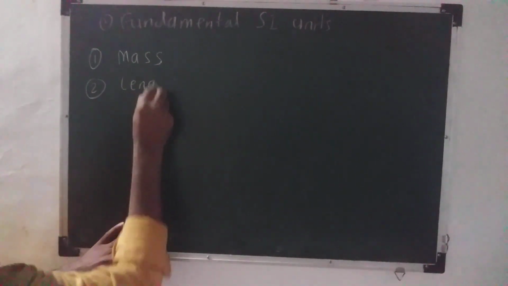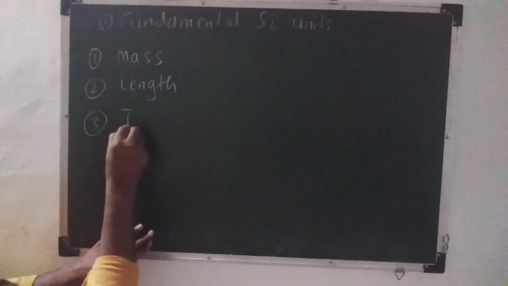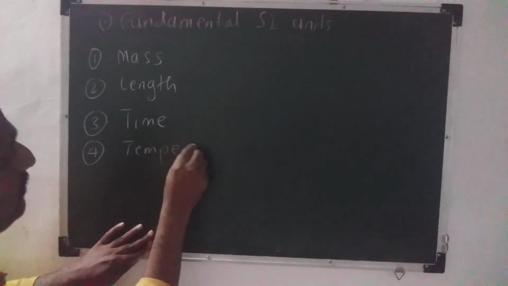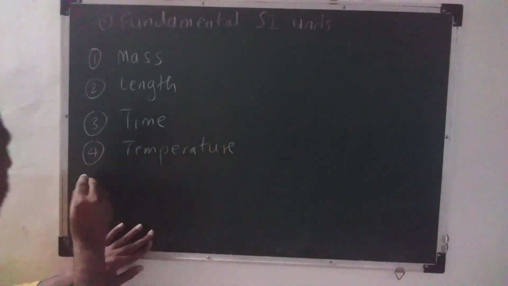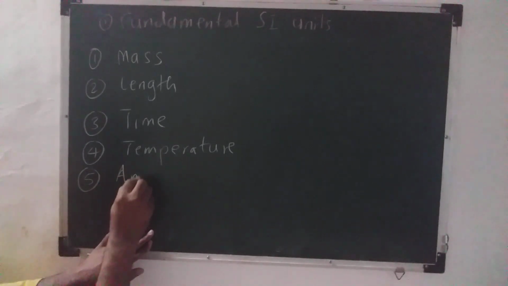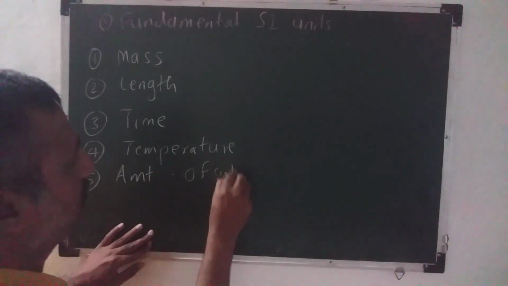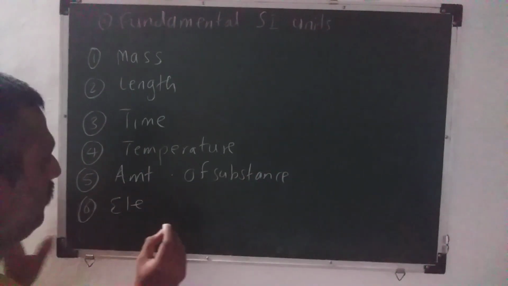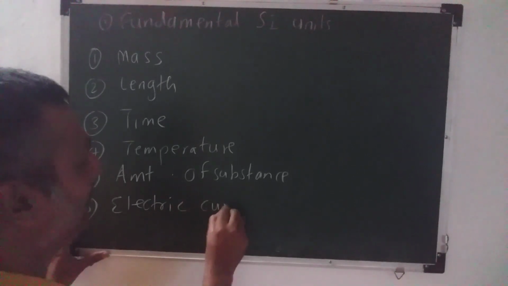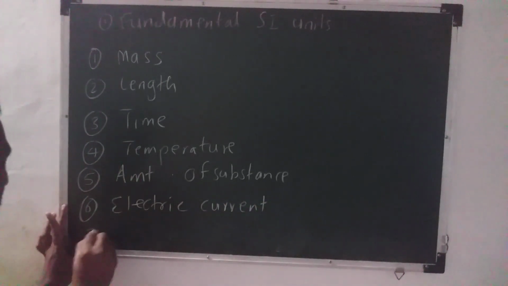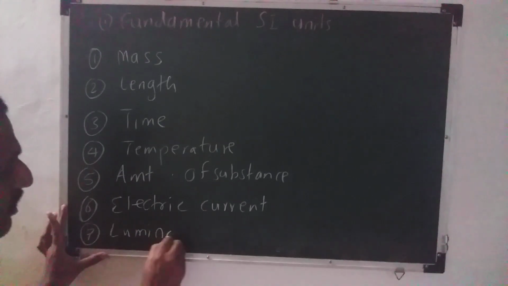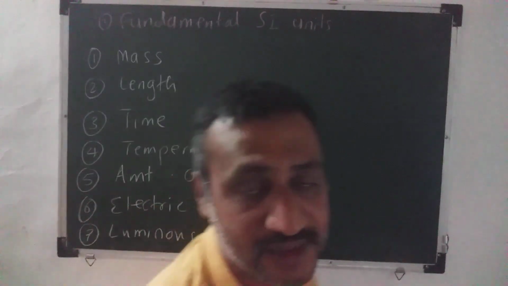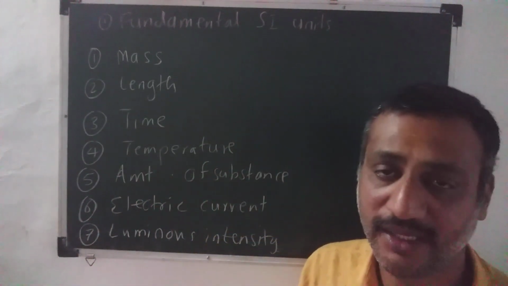Mass, length, time, temperature. Mass, length, time, temperature. Amount of substance, electric current, then luminous intensity. So these are the 7 fundamental physical properties.